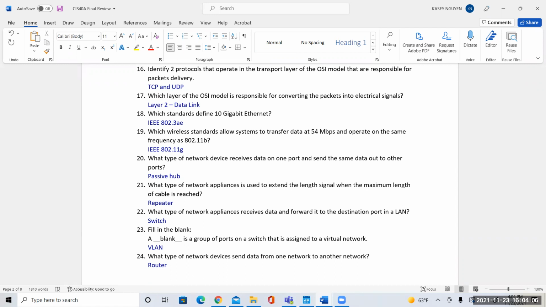24. What type of network devices send data from one network to another network? And that's your router. So your router is going to be interfacing one network to the next. Okay. You can also say gateway, but not all gateways are routers.